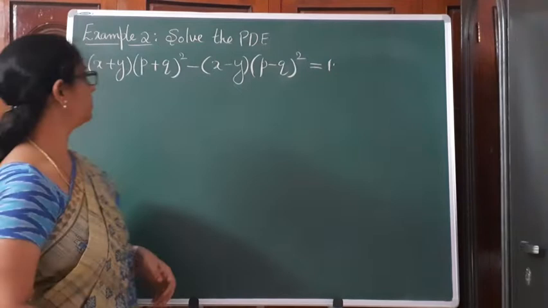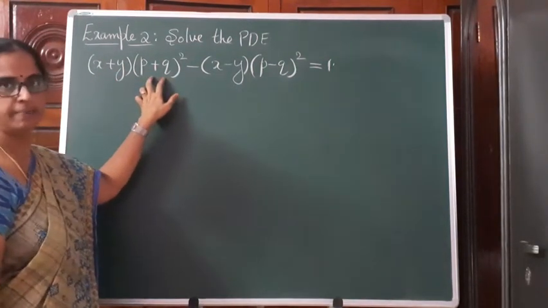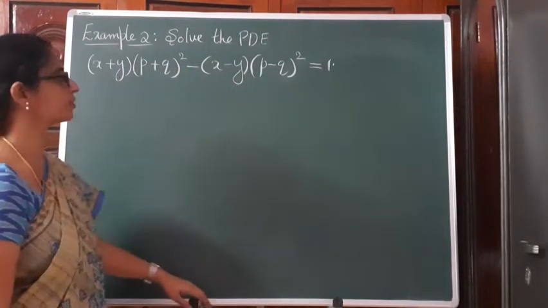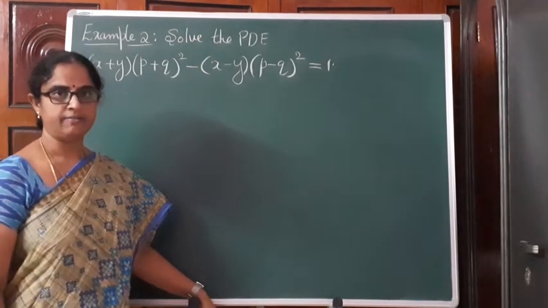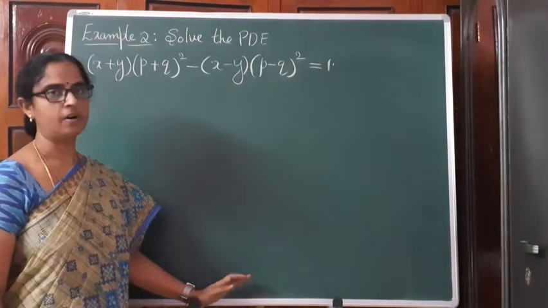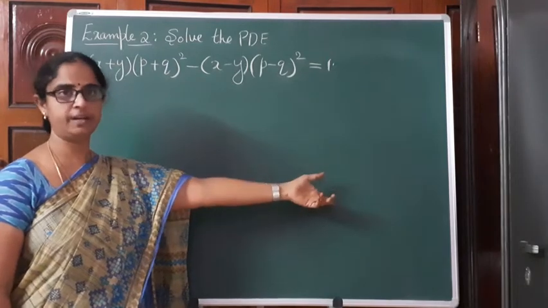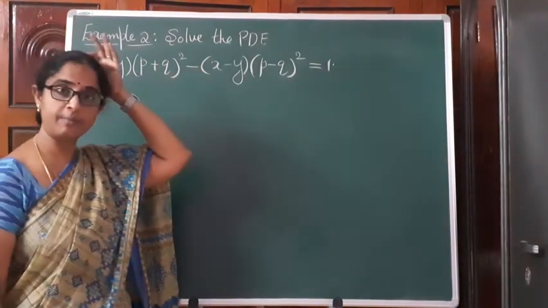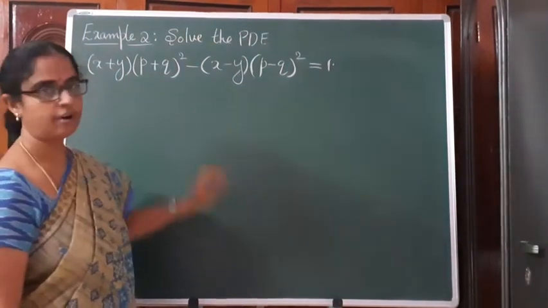Now look at this problem. Solve the partial differential equation: x plus y into p plus q whole square minus x minus y into p minus q whole square is equal to 1. So this is also a non-linear partial differential equation and it is not in any of the standard forms, nor is it in any of the forms which can be reduced to standard form, which we discussed earlier, that is f of x^n p, y^n q, or f of z^n p, z^n q. It is not of this form.